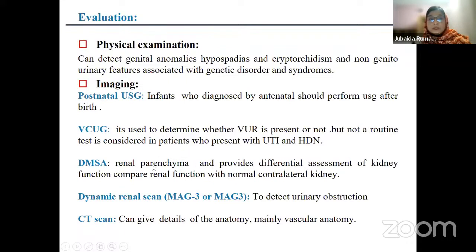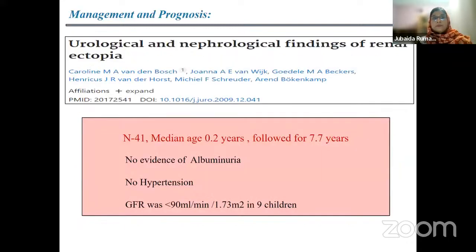DMSA also has an important role. If we are not finding the kidney on the ultrasonogram, DMSA can detect the functional tissues, and by this we can assess the renal parenchyma and the differential kidney function. Also, if there is severe hydronephrosis, DTPA, diuretic renogram, and MAG3 can give us information. And CT scan is the most conclusive investigation. It can give the detailed anatomy and vascular anatomy of the kidneys.